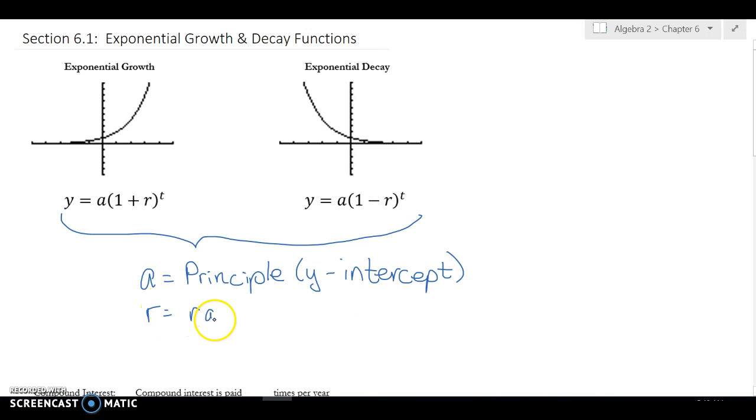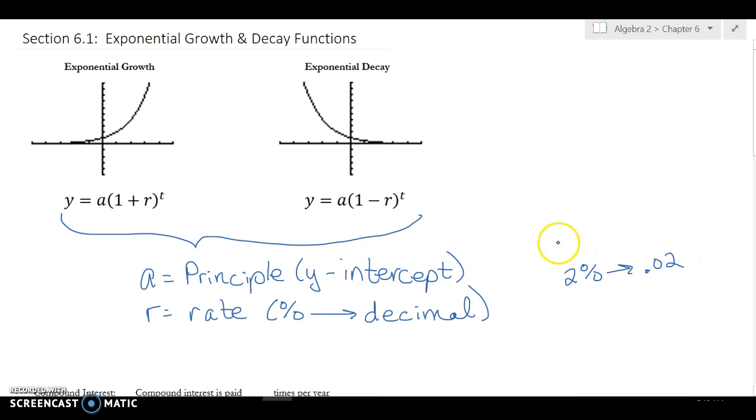R is your rate, and it's a percent that must be written as a decimal. If you write it as a whole number, then you're going to show a lot of different things. So if it says 2%, that has to be 0.02. 25% is 0.25. You have to be able to write your percents as decimals. And then T stands for time, which tends to be years unless they say something else.